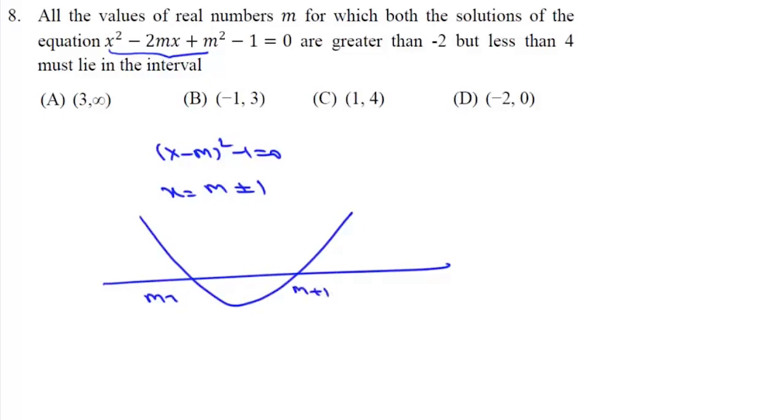Now it says the roots must be greater than minus 2 but less than 4. That means m minus 1 should be greater than minus 2, but m plus 1 should be less than 4. So from here we get m is greater than minus 1 and m is less than 3. So the value of m should lie between minus 1 and 3, and that's your option B.